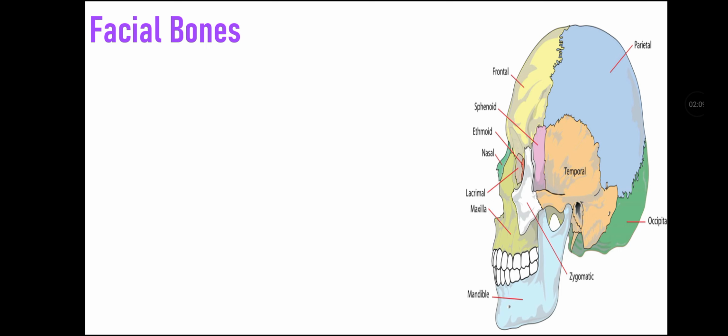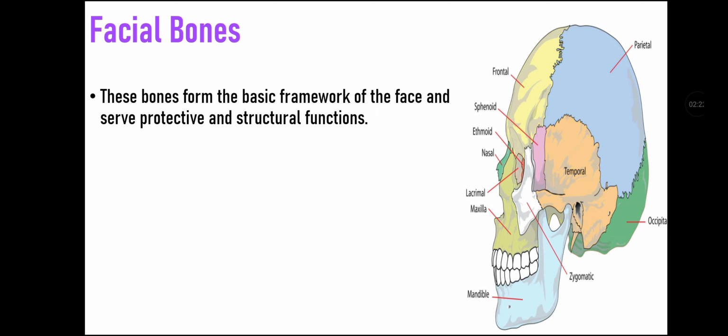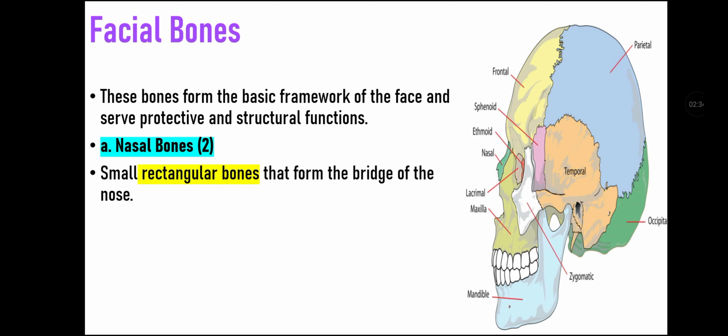Now let's talk about the facial bones. As we said earlier, the bones of the skull are composed of two types, the cranial bones and facial bones. We have talked about the cranial bones, and now we are going to talk about the facial bones. These bones form the basic framework of the face and serve protective and structural functions. These include the nasal bones, that are paired bones, and here in the diagram you can see the green color bones in front are the nasal bones. They are small rectangular bones that form the bridge of the nose.